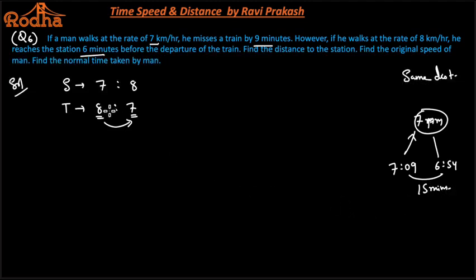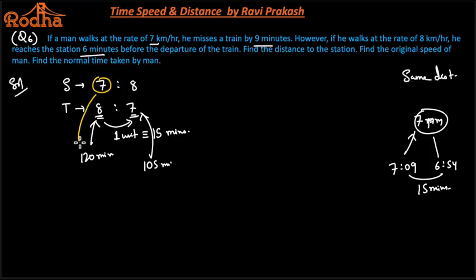So in ratio, time taken is 8 and 7. Okay, so in ratio, there is a difference of 1 unit. So 1 unit is equivalent to 15 minutes. So 8 is equivalent to 120 minutes, and 7 is equivalent to 105 minutes. That basically means that when he's traveling at a speed of 7, time taken is 120 minutes, and at the speed of 8, time taken is 105 minutes, right.